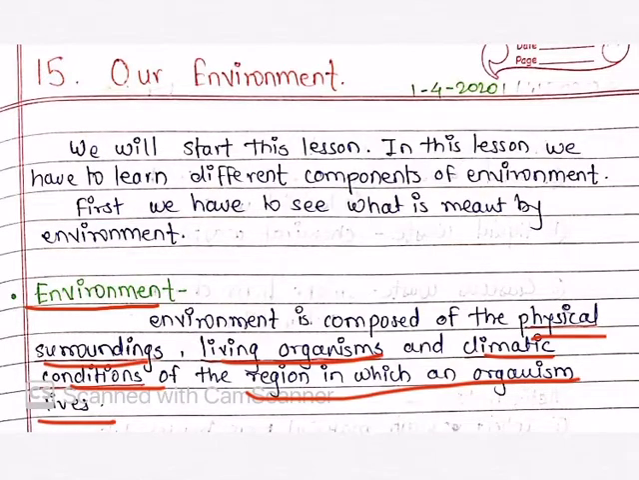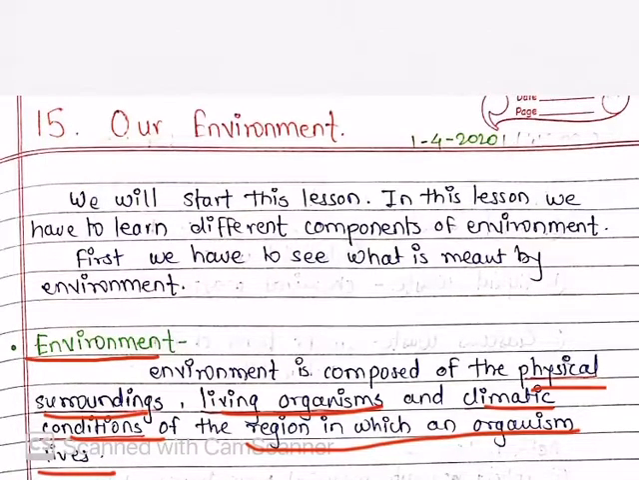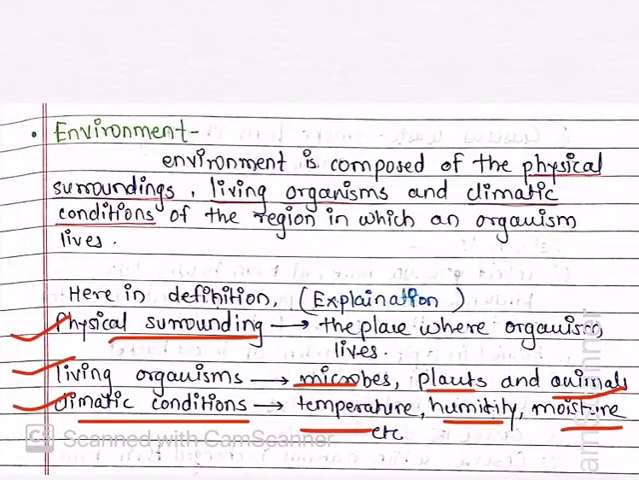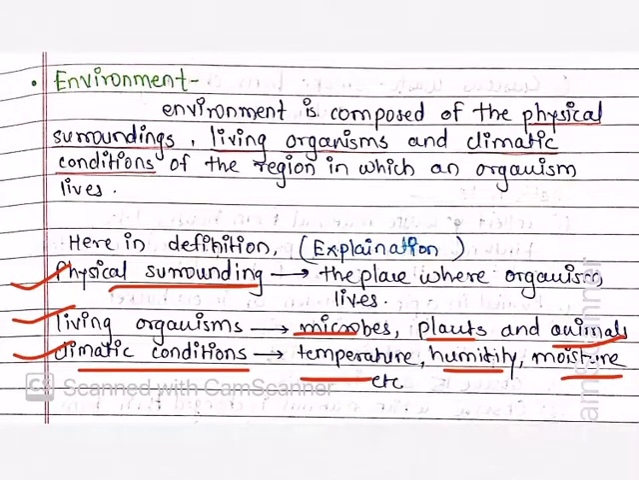When we consider the physical surroundings in the definition given, we have to know the explanation. Physical surroundings means the place where the organism lives. There is one word, habitat. We will consider the habitat as the physical surroundings. If any organism lives on the earth surface, it is called terrestrial. If it is present in the water, it is called aquatic. It is the physical surrounding of that organism.